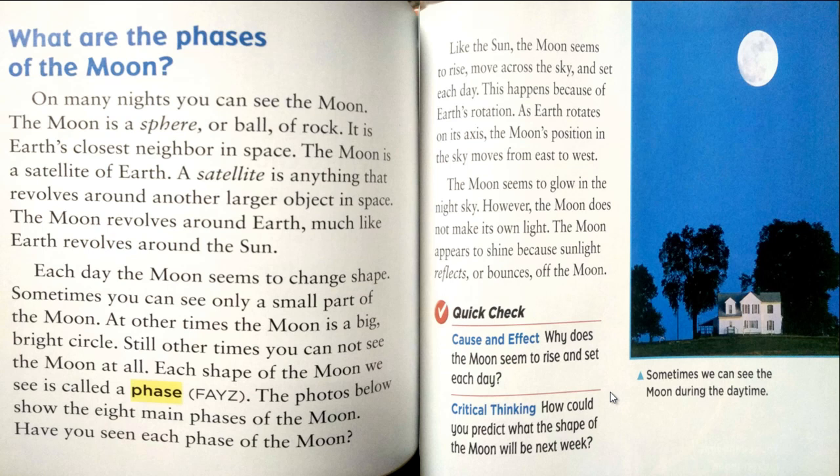Each day the moon seems to change shape. Sometimes you can see only a small part of it. Sometimes you can see a large part of it, and sometimes you cannot see it at all. Each shape of the moon we see is called a phase. So a phase is the shape of the moon we can see.